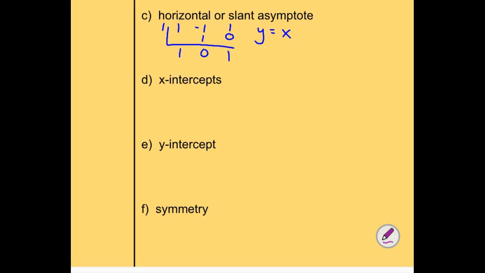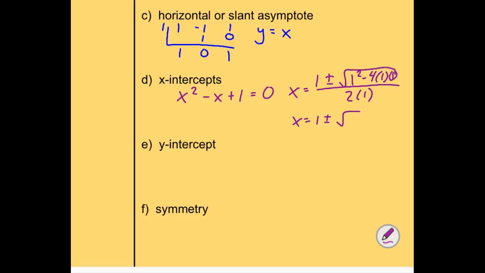To find the x-intercepts, we set the numerator equal to 0. So we have x squared minus x plus 1 equals 0. We already know this doesn't factor, so we're going to use the quadratic formula. x equals the opposite of b plus or minus the square root of b squared minus 4 times a times c, all over 2a. Under the radical, we get 1 minus 4, which is a negative number, which means we have no real solution to this. We don't have real solutions, but we can't plot imaginary numbers on a real number line, so there are no x-intercepts.